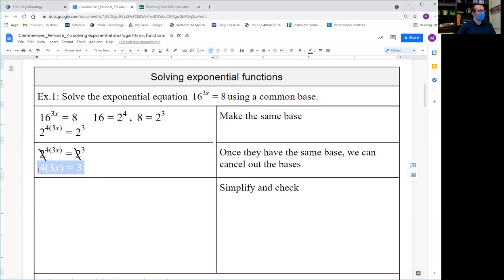That leaves us with 4 times 3x equals 3. Nice and easy that way. And then it's just a real easy problem to simplify. 4 times 3 is 12. Divide both sides by 12, and I get x equals 1/4. That's my correct answer right there.